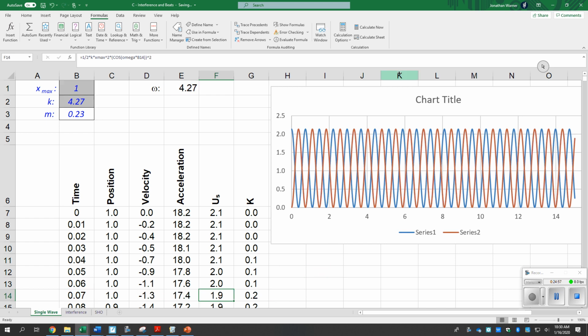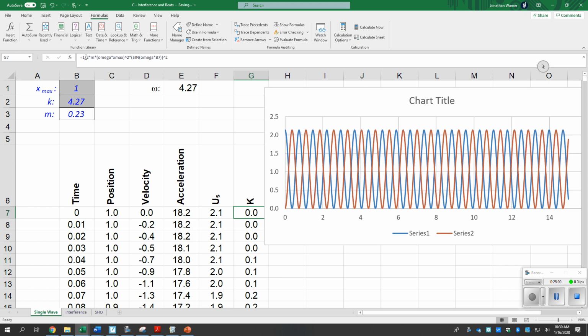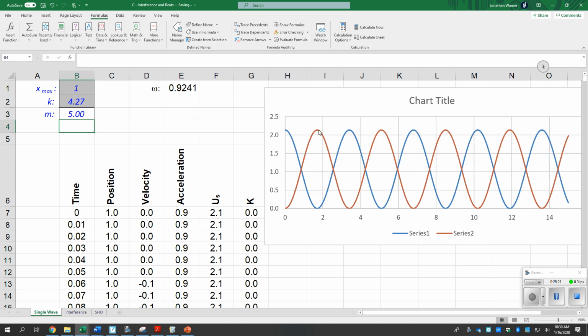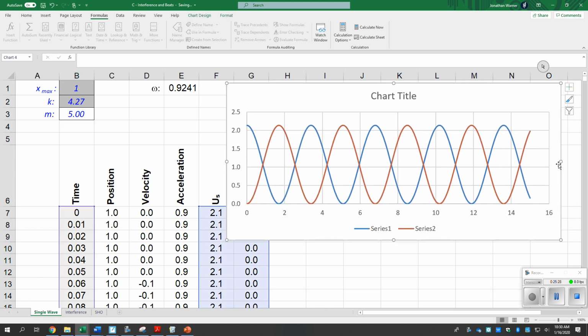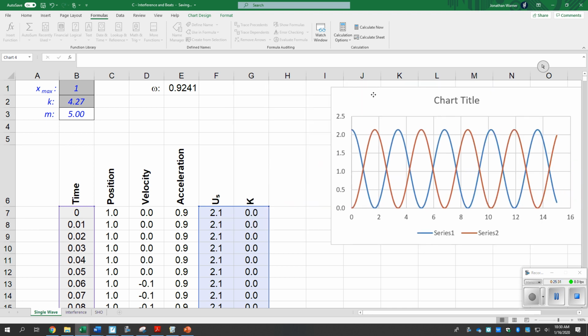So look, here's U spring: 1/2 K X max squared cosine omega t squared, and B7 is the time. And here's K, 1/2 m. Omega x max is Vmax. Here's Vmax squared sine squared omega t. Right now, this is a noisy graph. So I'm going to make this a smaller frequency by making this a big mass. Right, the more mass this thing has, the less often the pattern repeats itself. Great. Now watch this.